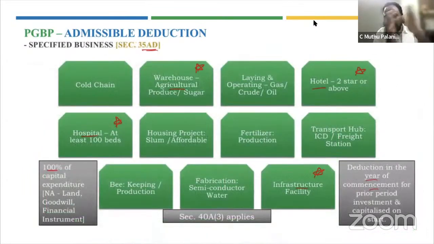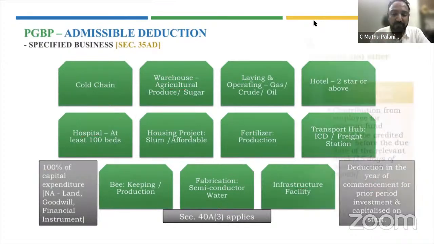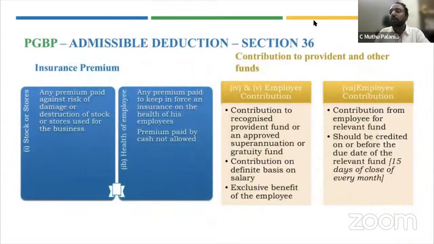And coming back to 35 AD, we were talking about what asset is not allowed and what about the prior period expenses, that is before commencement. Apart from this, there is one more thing that we need to remember. 40A3 applies. 40A clause 3. What did we say? Cash disallowance. So if any asset is being purchased with cash by spending more than 10,000, such value cannot be allowed as deduction. So that provision is applicable for claiming 35 AD deduction also. Clear? So now we have covered all these major deductions.